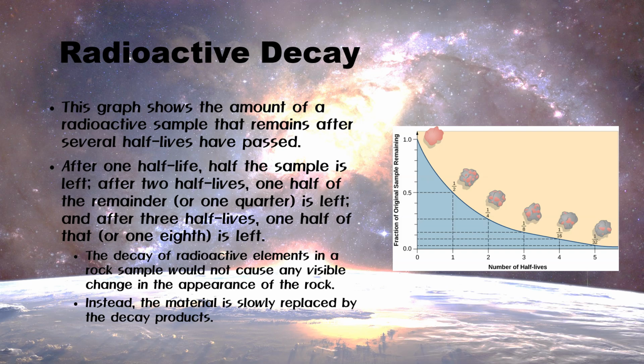So the decay of radioactive elements in a rock sample is not necessarily going to cause any visible change in the appearance of the rock. Instead, what's going to happen is that material is slowly going to be replaced by the decay products. So, for example, if you have uranium, you can watch as that slowly decays down into its different elements. So if you know the decay process, we can then work backwards, based upon what has decayed, to figure out the age of that material. And then, of course, if we know the age of that material, we know that the body that has that material has to at least be as old as the material that has decayed.